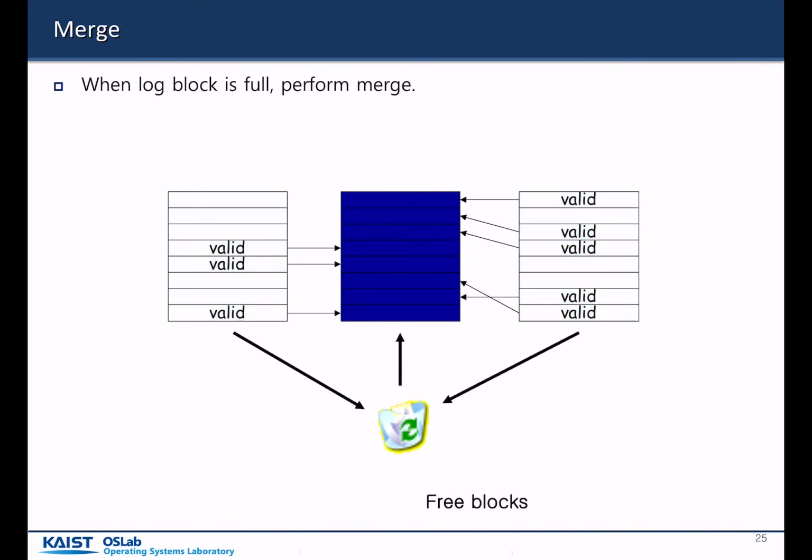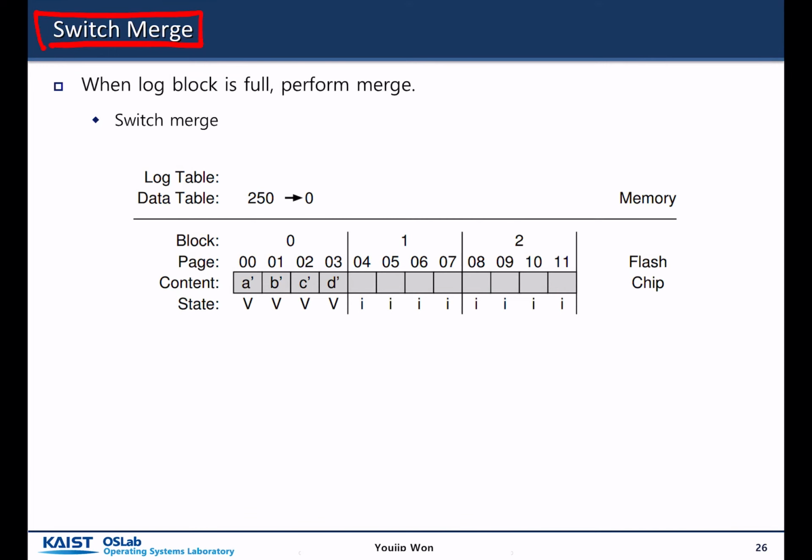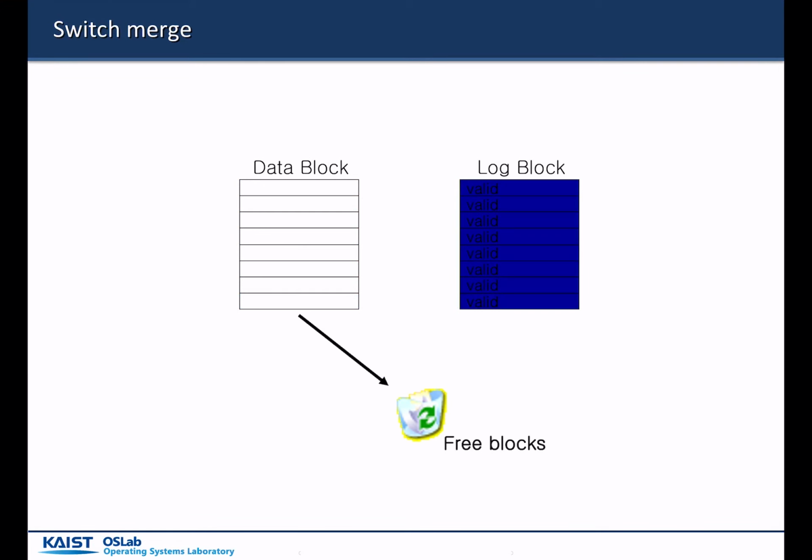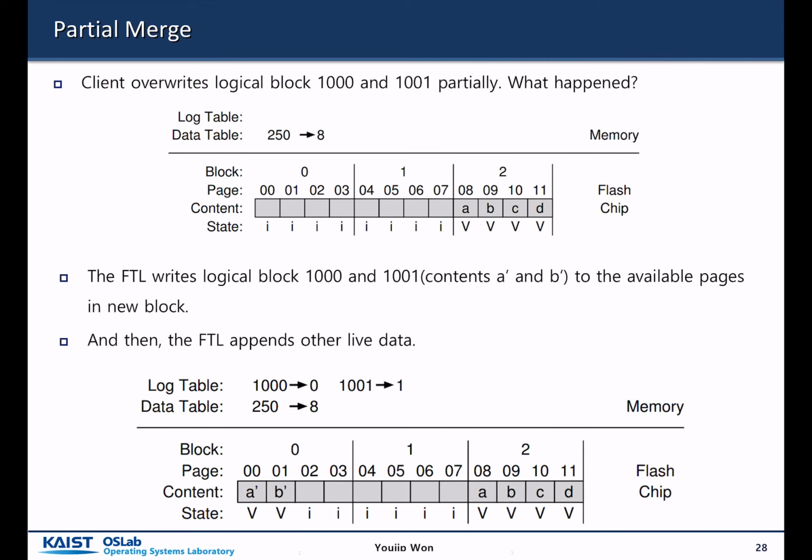Go back to the next slides. This is the ideal situation, but life is not always that easy. This is the schematic representation of switch merge: make the data block free and transform the log block into the data block. So that's switch merge. That's easy. However, what if the contents are updated only partially, like this? Clients overwrite logical pages 1000 and 1001 partially.